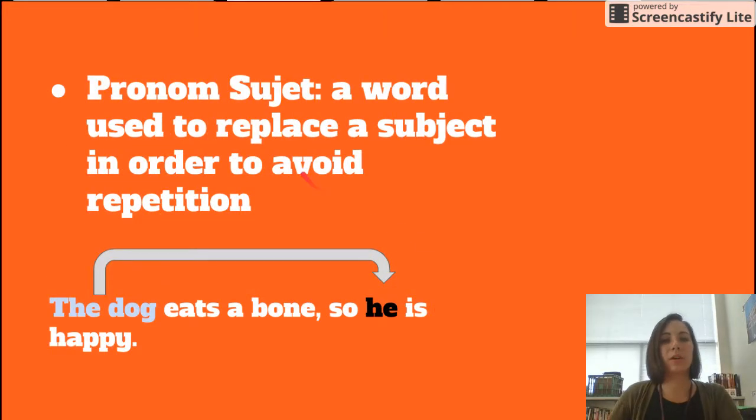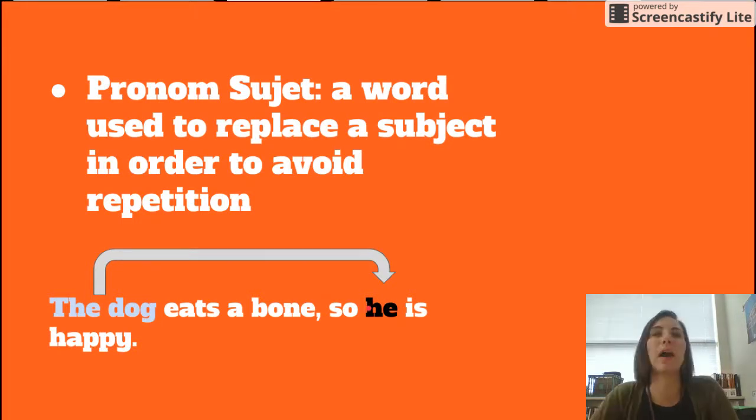Then we combine the two and we have un pronom sujet, a subject pronoun, which is a word used to replace a subject in order to avoid repetition. So if we go back to our original sentence, the dog eats a bone, so he is happy. We have the dog, who's the sujet. And then in the second half of the sentence, we replace the dog with he, so we don't have to say the dog eats a bone, the dog is happy. Instead, we say the dog eats a bone, so he is happy. He is our subject pronoun.